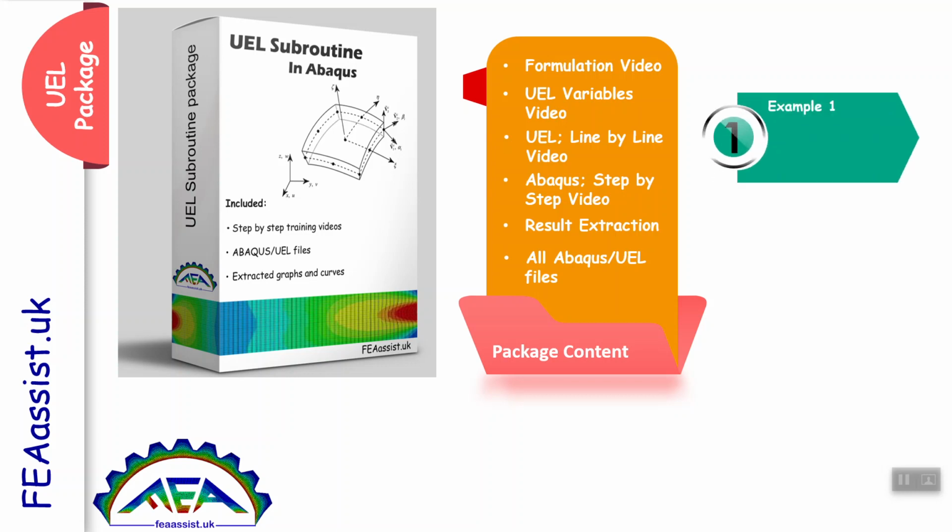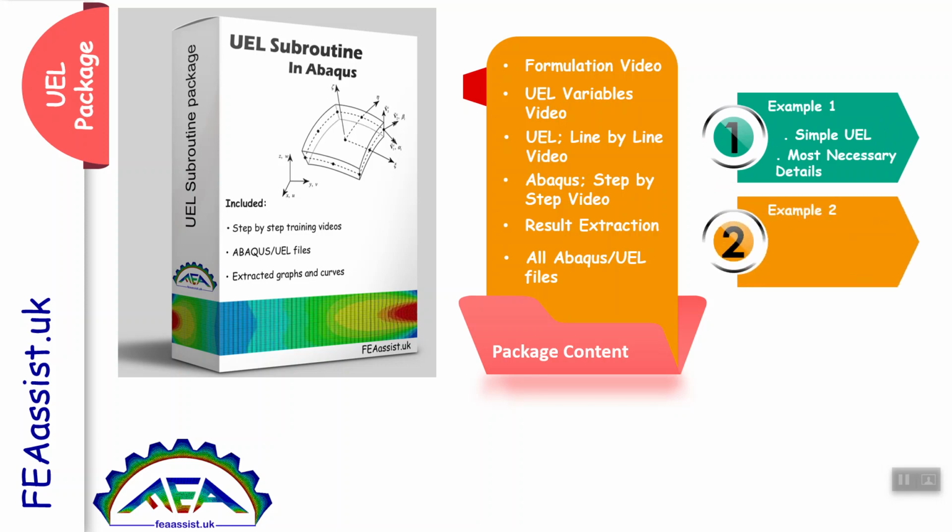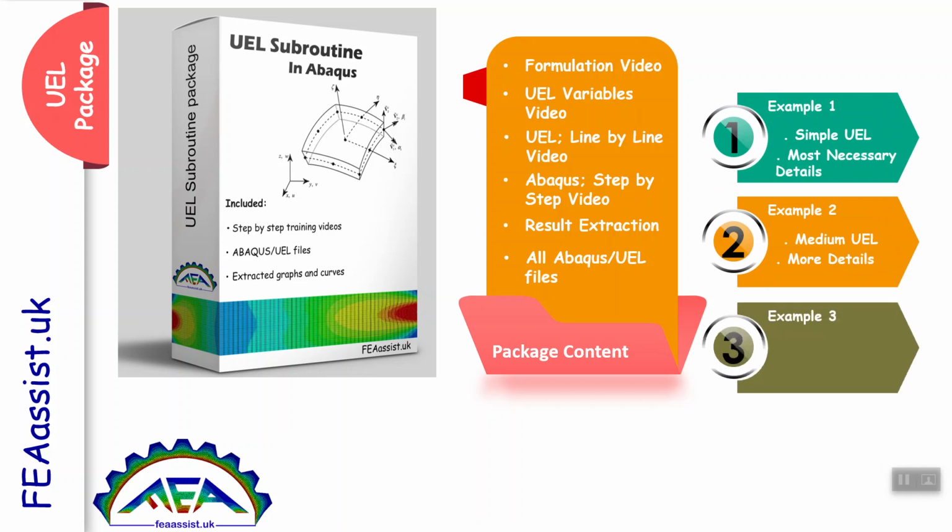This package includes 3 examples. Example number 1 is a simple UEL, and the most necessary details are explained, like RHS and the A matrix. Example number 2 is a medium UEL with more details. And example number 3 is a complex UEL in which all details are explained. It is a systematic way to learn complex UEL subroutines.